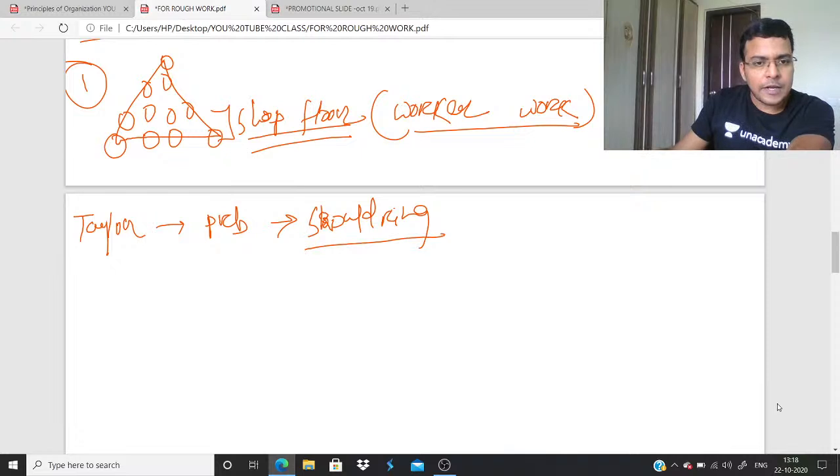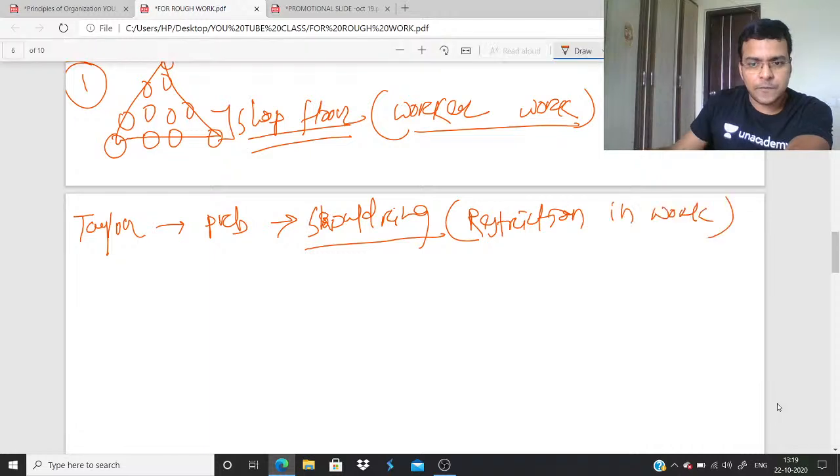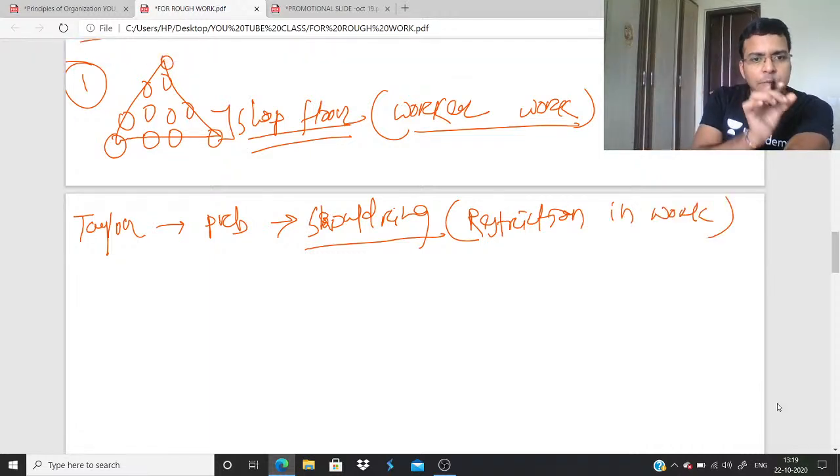Soldering. Taylor found a problem, soldering. What is that? Restriction in work. Restriction in work, soldering. Just remember the word soldering. That restriction in work: employees don't do their ultimate. They are restricting themselves from doing work.